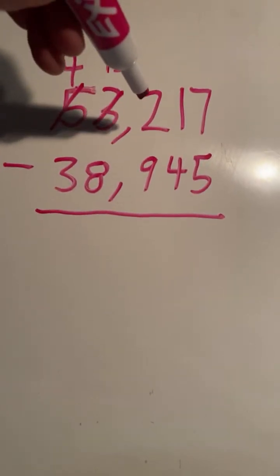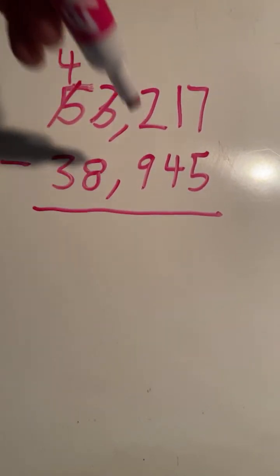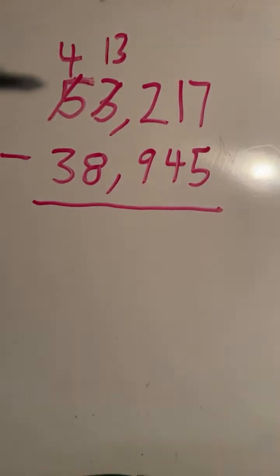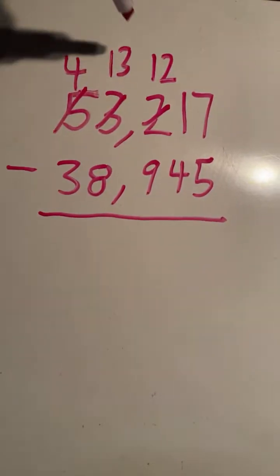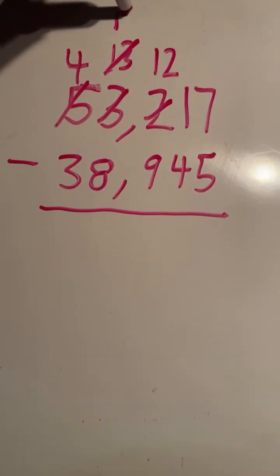All right, in the hundreds place, you can't start with 2 and take away 9. You can't subtract 9 from 2. So we have to regroup again. The 2 is going to become a 12. And then the 13, we're going to take away 1. That's going to become a 12.